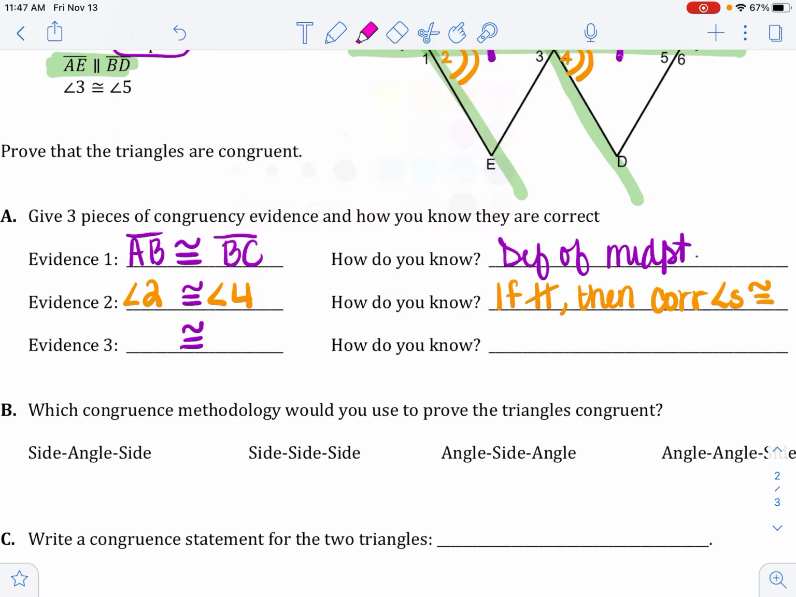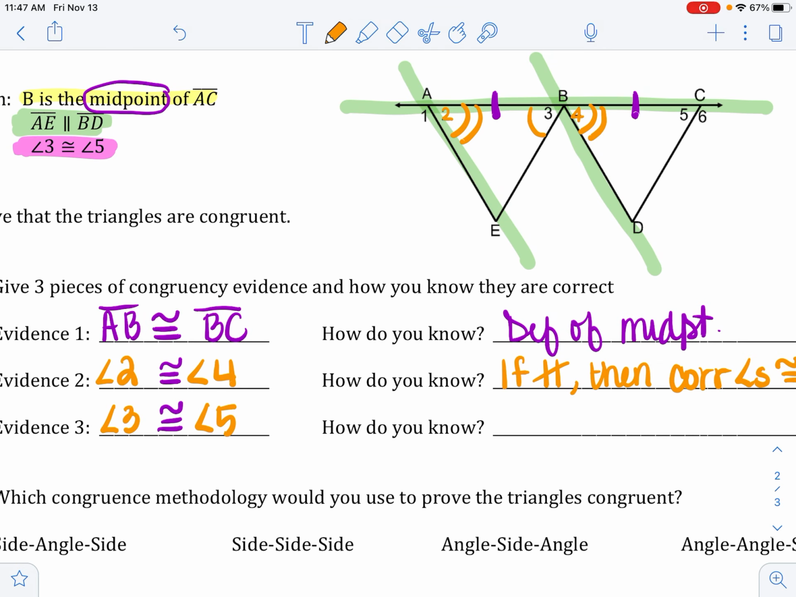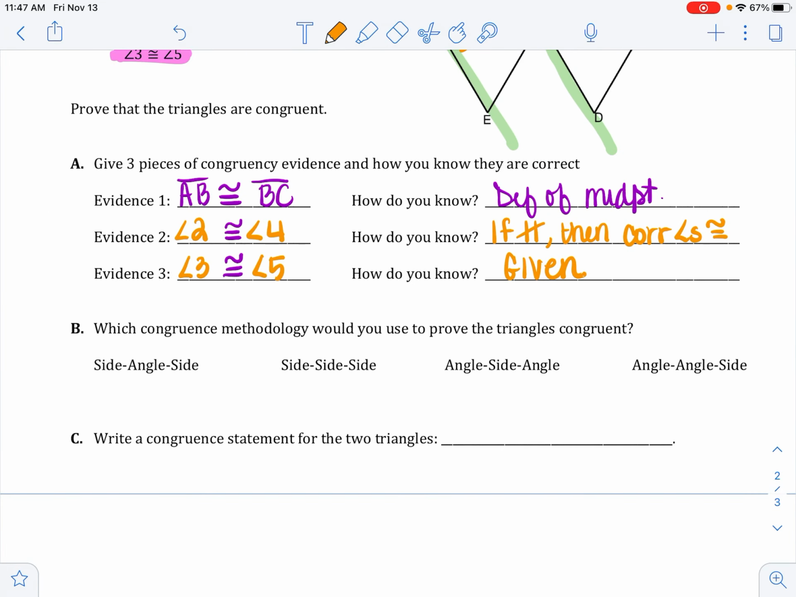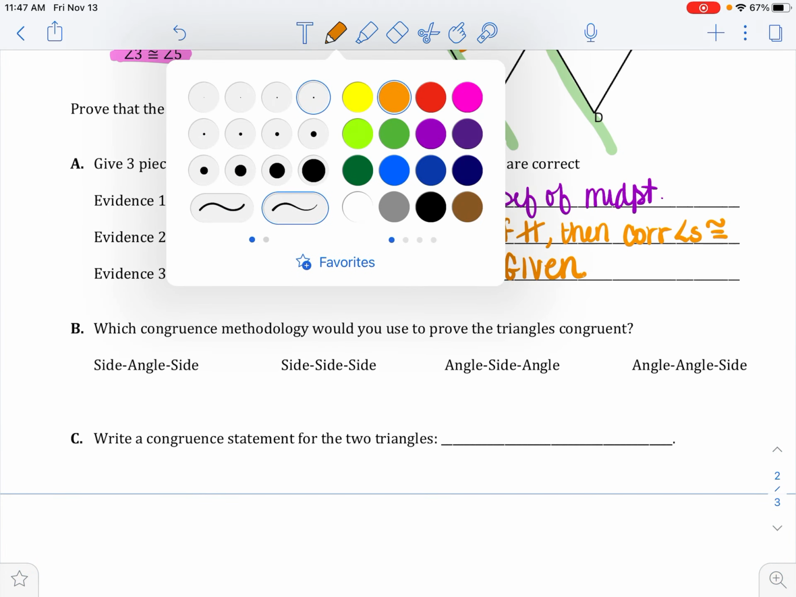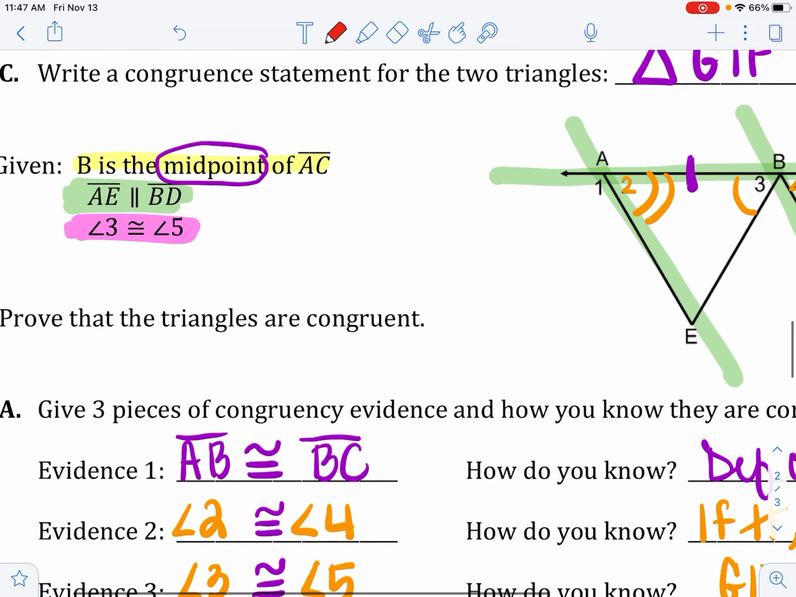All right, last piece of evidence, I'm going to go back to my given, and to my surprise, I have a third given. Angle 3 is congruent to angle 5. So now I'm going to mark angle 3 congruent to angle 5. I need a reason for that. It came from my given. All right.